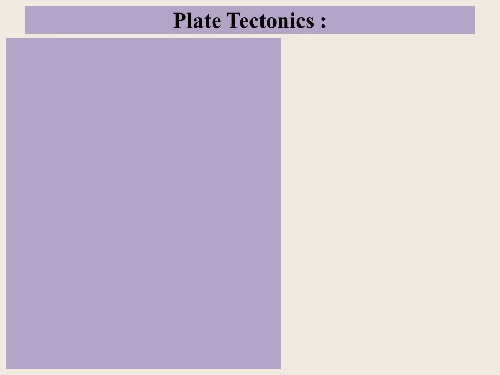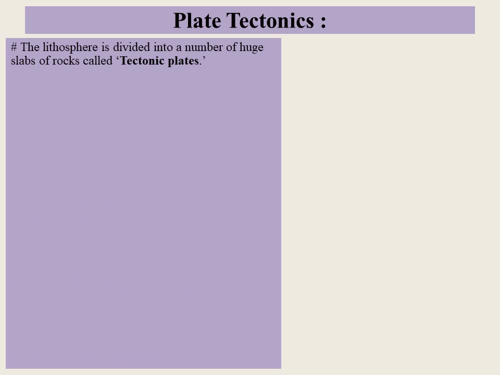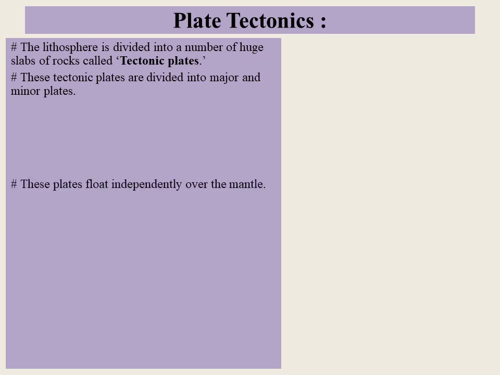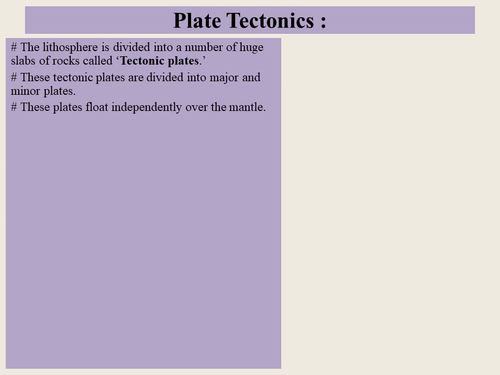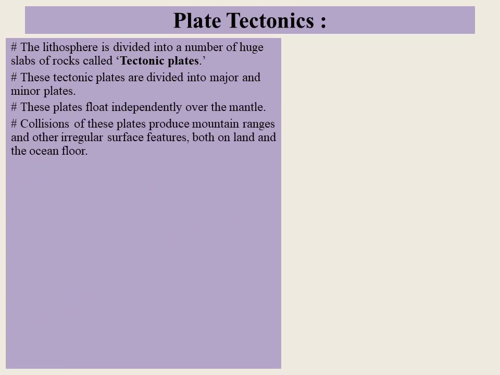The lithosphere is divided into a number of huge slabs of rocks called tectonic plates. These tectonic plates are divided into major and minor plates. These plates float independently over the mantle. Collisions of these plates produce mountain ranges and other irregular surface features.